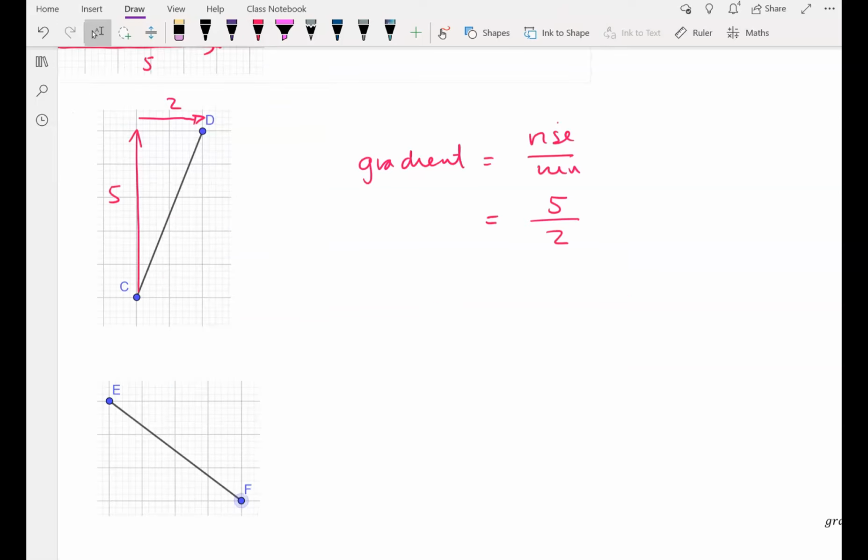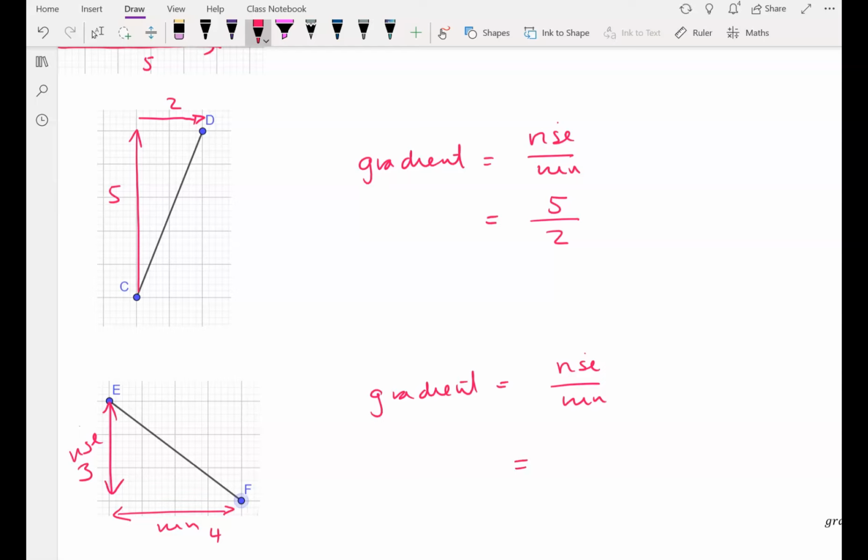And here I've got a third line segment, the line going from F to E. What's that gradient going to be? Well, I can see that the rise part is going to be a rise of 3, and the run part, how much I go across, is a run of 4. So gradient, in this case, the rise over the run, is going to include the numbers 3 and 4.